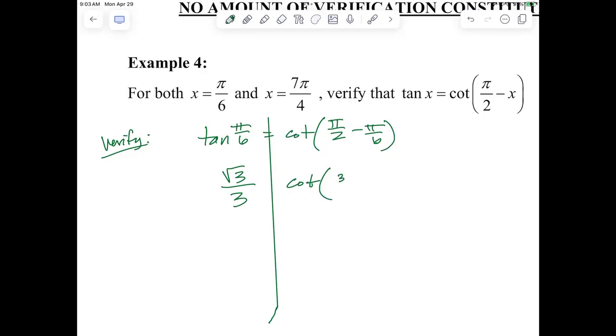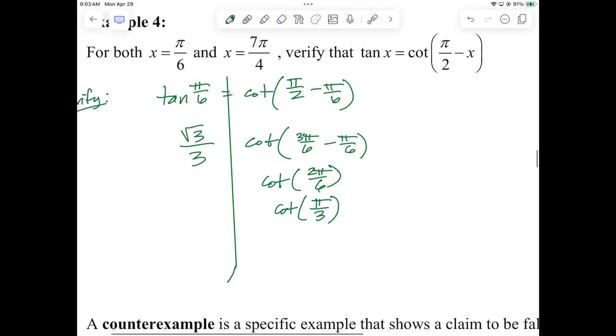Now on the right side, I got to find the common denominator. So pi/2 is the same as 3pi/6 minus 1pi/6. That gives me cotangent of 2pi/6, which is the same thing as cotangent of pi/3. What's cotangent of pi/3? Square root of 3 over 3. Are they the same? Yeah.